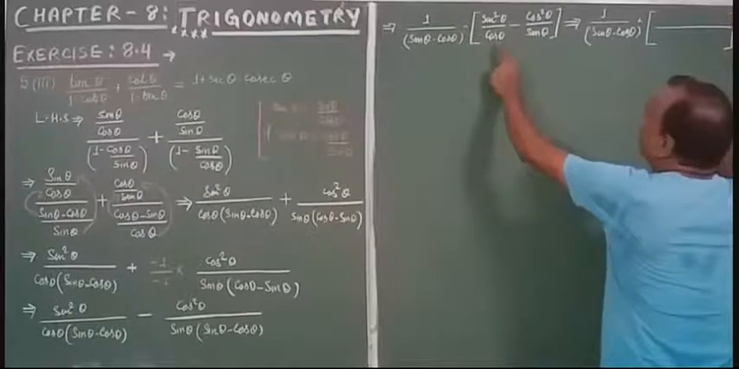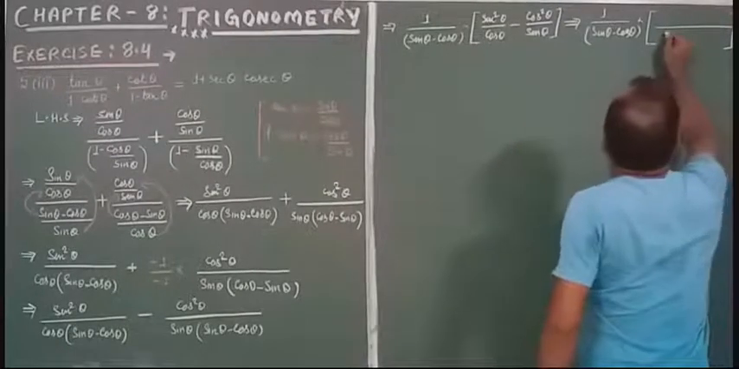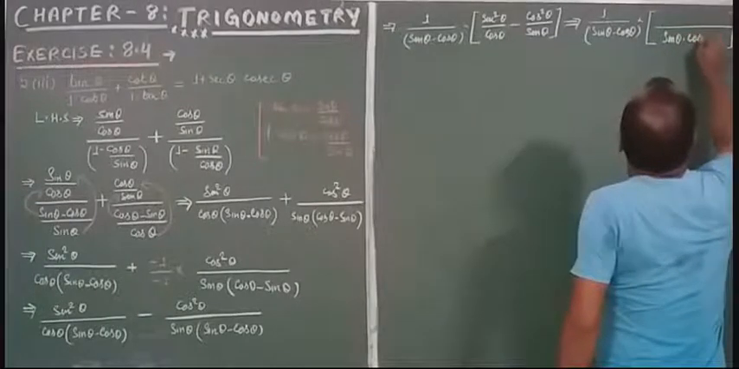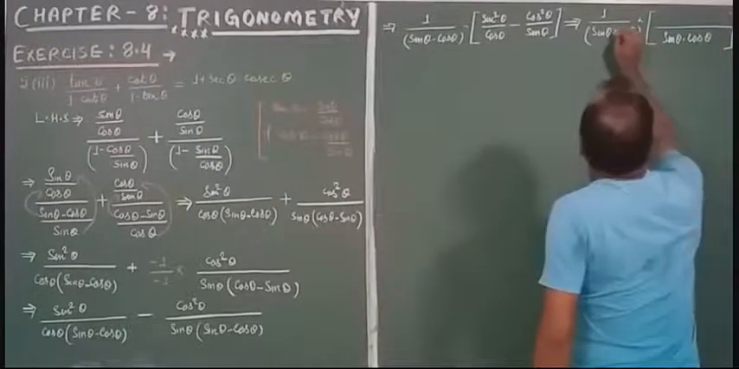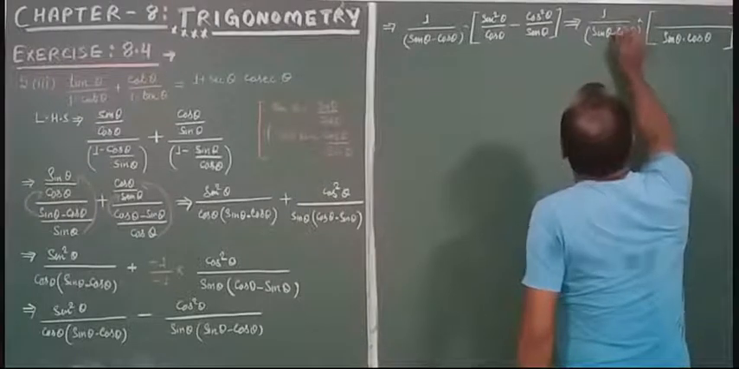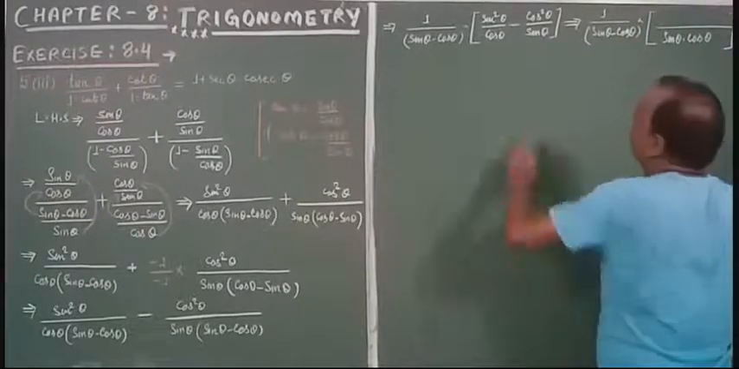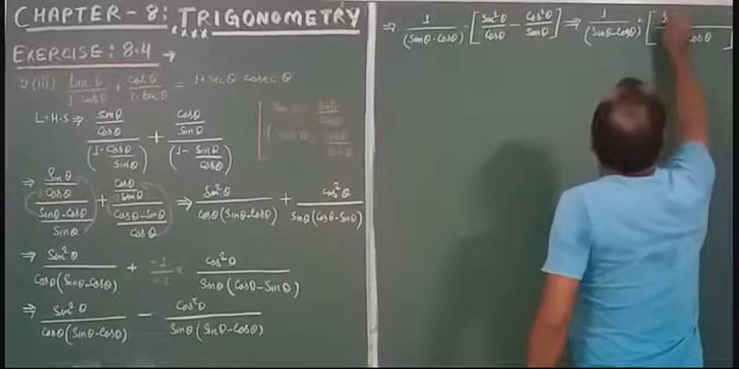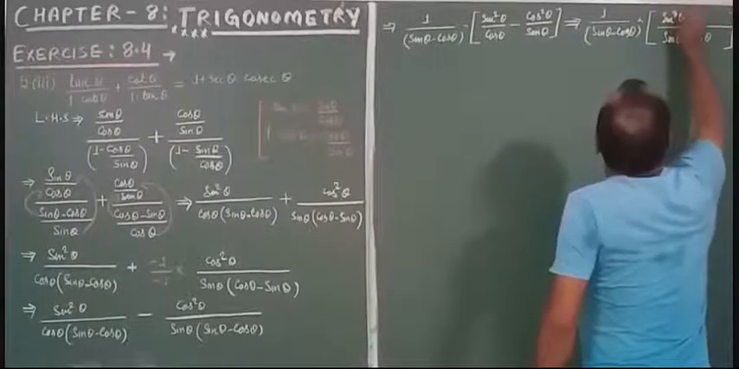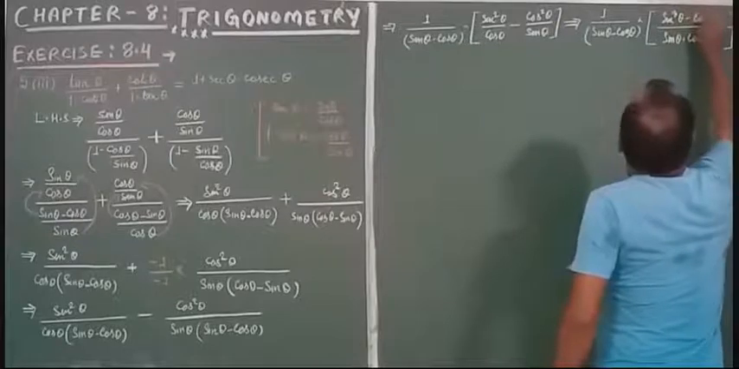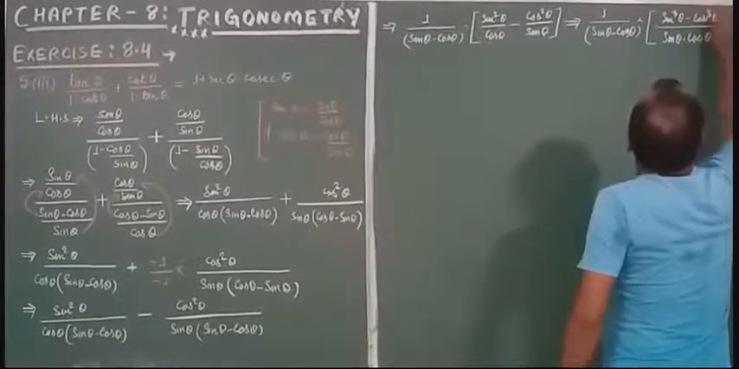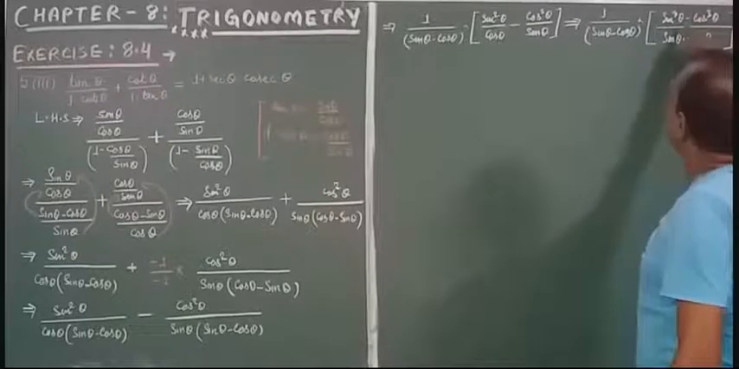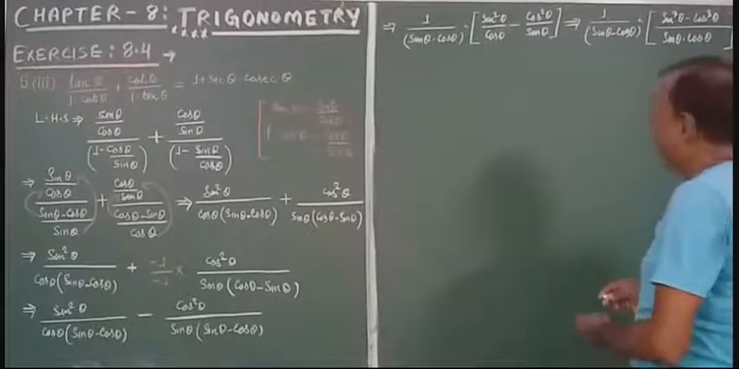What is the LCM here? Cos theta into sin theta, or sin theta multiplied with cos theta. This is the minus sign here. Sin theta into cos theta. And what will it become? Sin theta into sin square theta, that is sin cube theta, minus cos cube theta. Is it okay there? Sin cube theta minus cos cube theta.